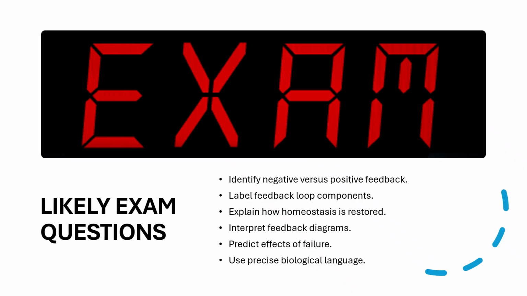These are extremely common exam tasks. You may be asked to identify the type of feedback. Labeling receptors, control centers, and effectors is very common. Explaining restoration of homeostasis earns points. Diagrams appear frequently. Prediction questions test true understanding. Precise vocabulary is essential for full credit.